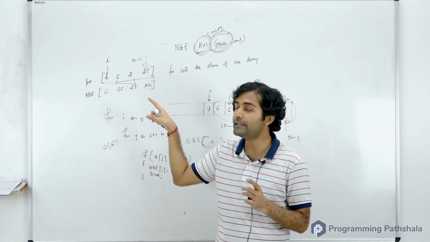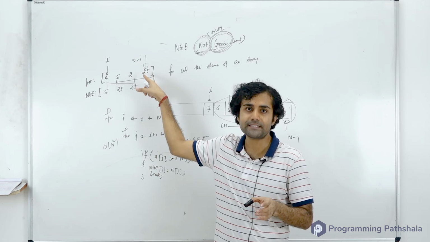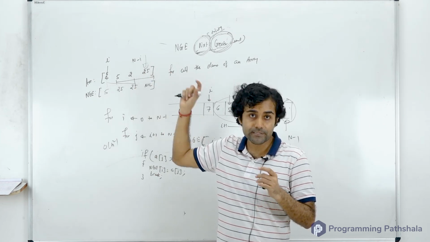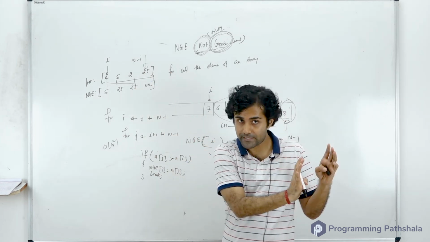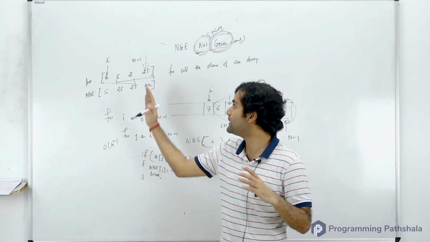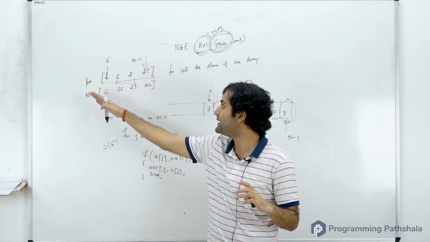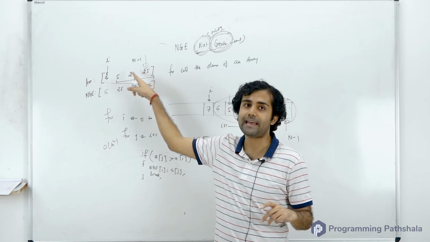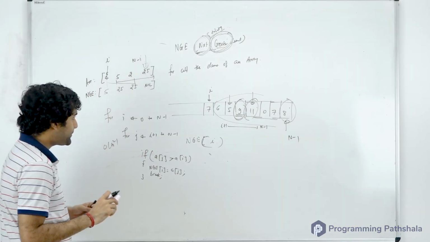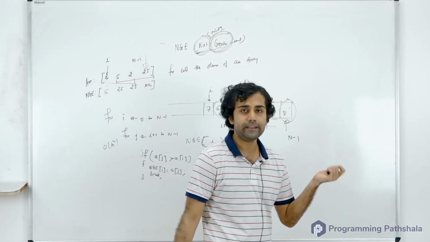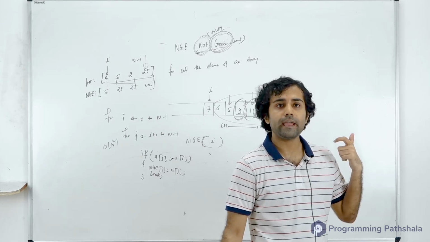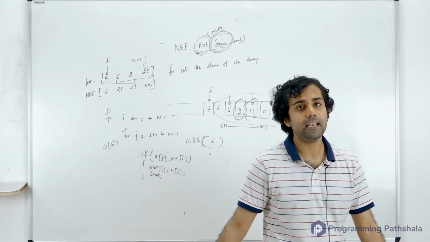I repeat it again. Here you fix an element, but the moment you fix an element, you consider that as NGE of some other elements, and now those other elements will definitely be in the back. So iterate in the back and then see how many elements are there which can have this thing as their NGE.